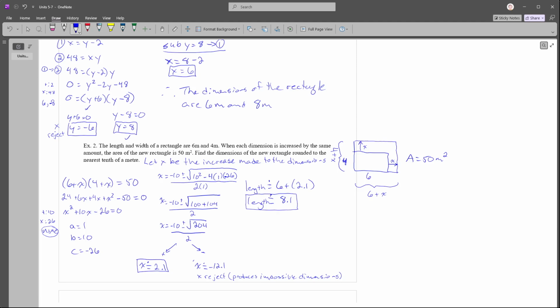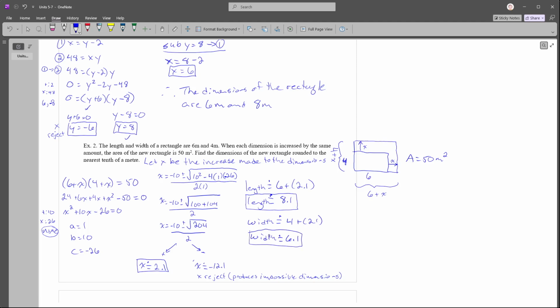And make that circle a little bit bigger. And that means our width is going to be similar. It's going to be equal to, in this case, 4 plus 2.1. And we end up with 6.1, approximately.